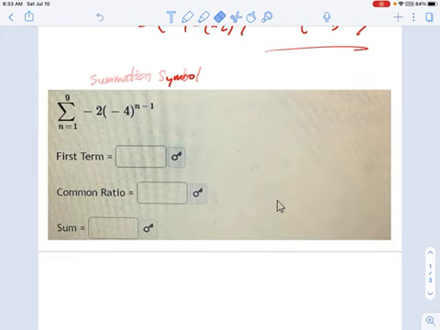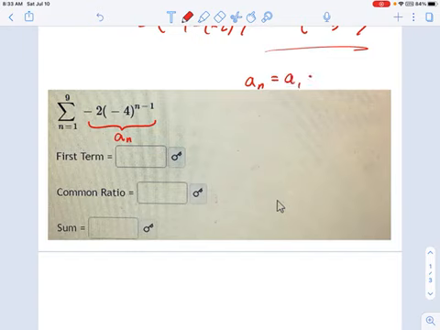I want you to remember that whatever follows the summation symbol is your explicit formula. That's where an explicit formula goes, right after the summation sign. And since this explicit formula is A1 times R to the n minus 1, all we have to do is look for the n minus 1 in the exponent to know what R is. There's R. It's -4. And the first term is whatever comes before R. So there's my first term, -2.